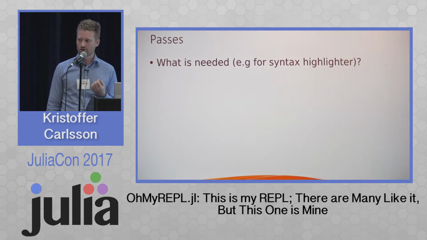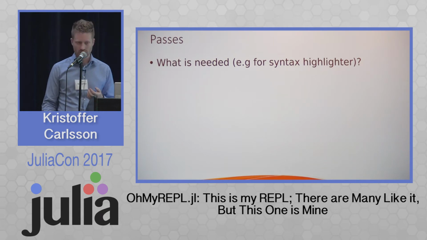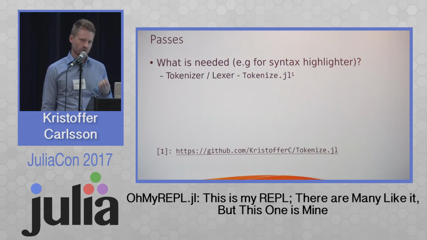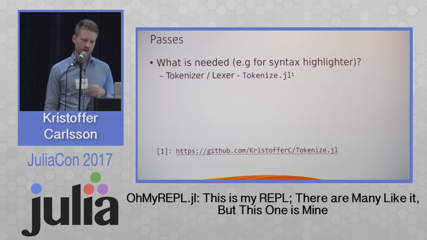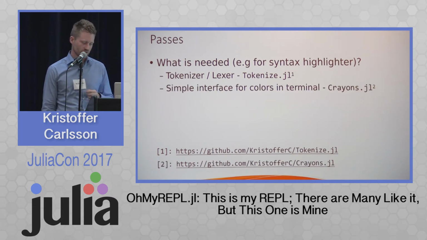So let's say we want to have a syntax highlighter in the REPL. What do we need then? Well, the first thing we need is some sort of tokenizer or lexer. So therefore, I created tokenize.jl, which tries to lex Julia code. Secondly, it would be nice if we have a nice interface for colors in the terminal. There is some support for that in base, but I think it's a bit rudimentary for the stuff I wanted to use it for, so I created this crayons.jl, and we will look at those packages now a little bit closer.